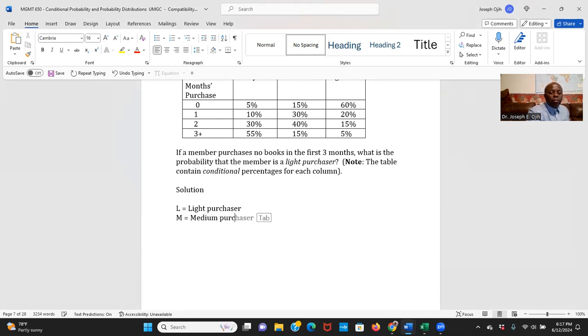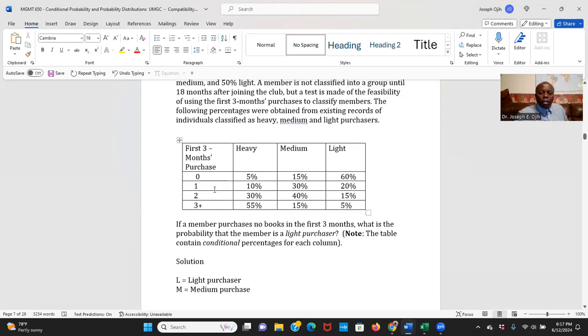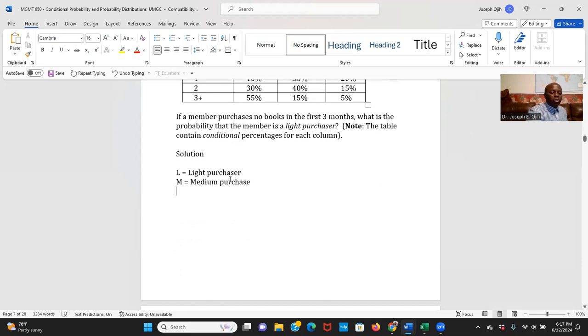Okay. Then what's the other one? It is heavy purchaser, so H for heavy purchaser. Now, the question was, if a member purchases no books, you can use 0 for no book was purchased in the first 3 months.